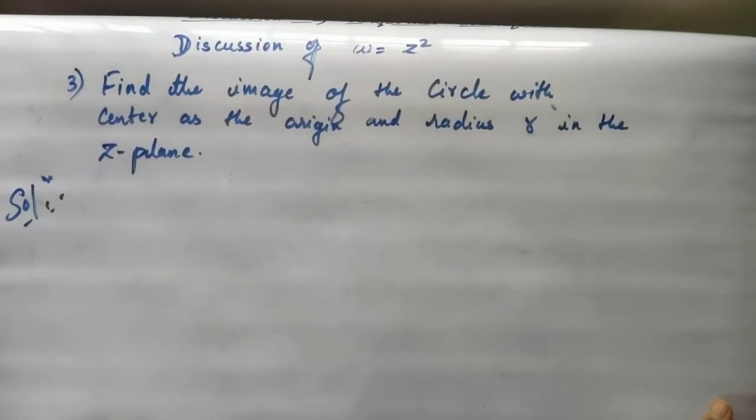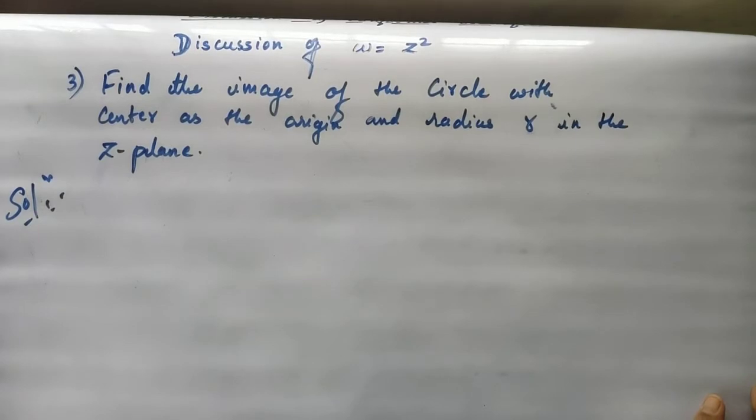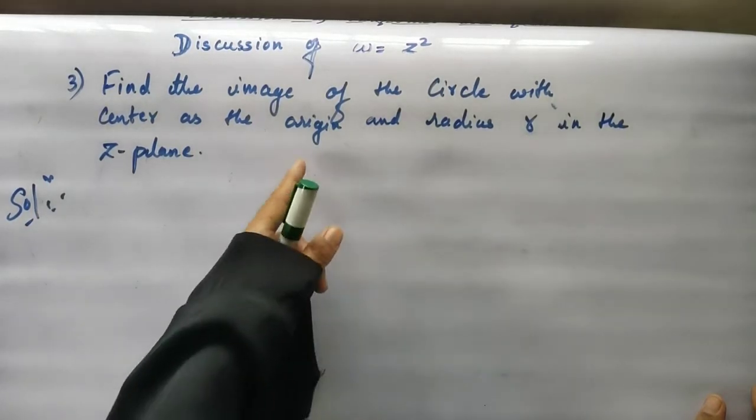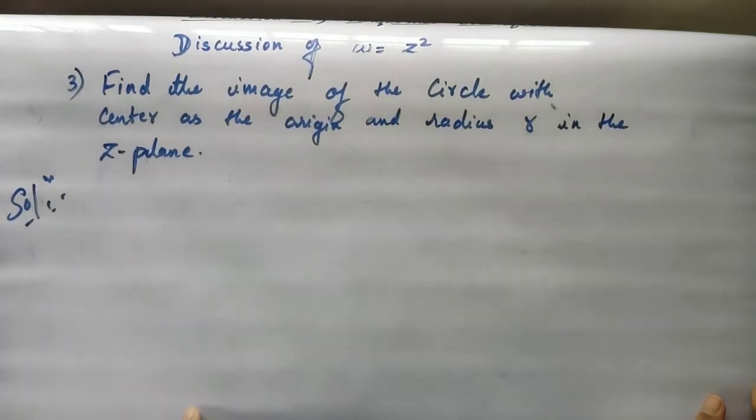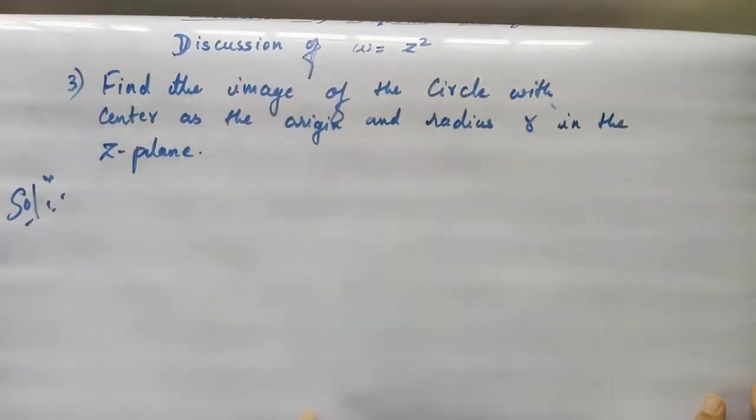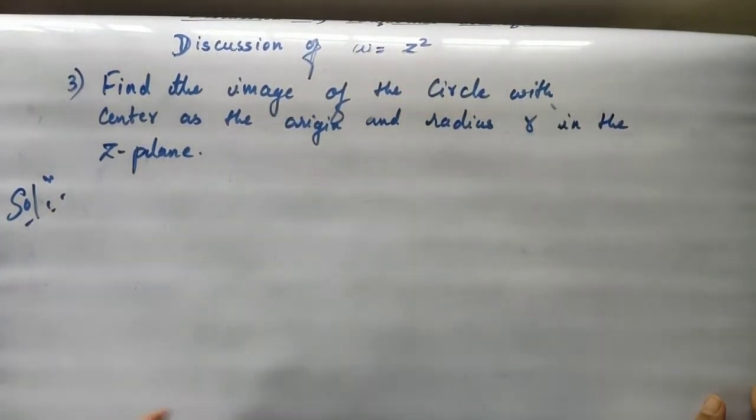Hello students, now let us continue with one more problem on the discussion of the transformation w = z². Here I have brought one more problem for you. Find the image of the circle with center as the origin and radius r units in the Z plane. So here we are going to consider a circle in the Z plane with center as the origin and radius r units. Under this transformation w = z², let's see what shape it will take.